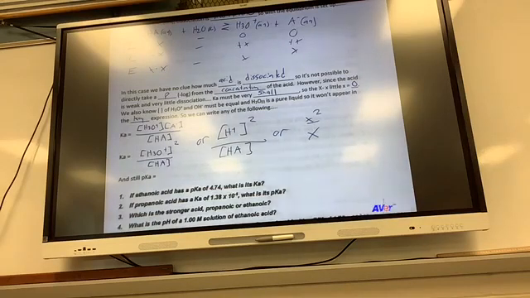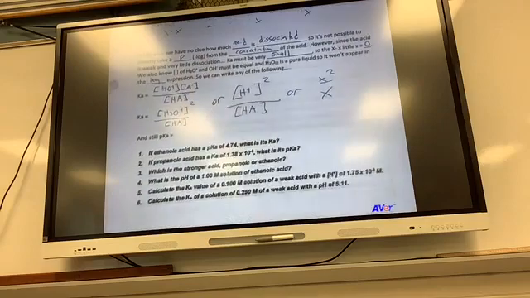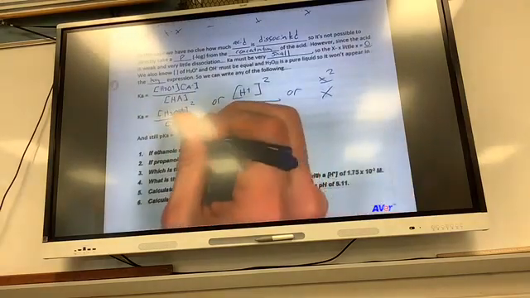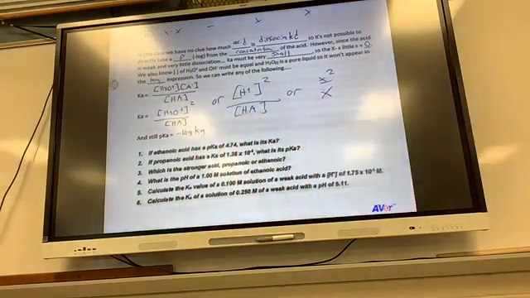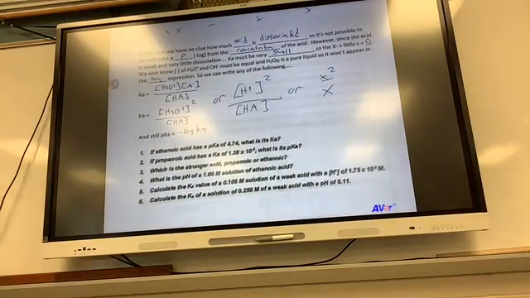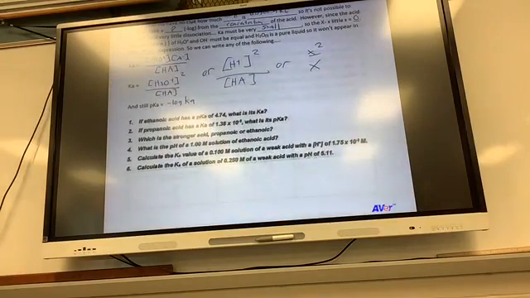And pKa is still going to equal the negative log, because I'm taking a p, of Ka. So, we got some practice. Number one, if ethanoic acid has a pKa of 4.74, what is its Ka? Get out your calculator.